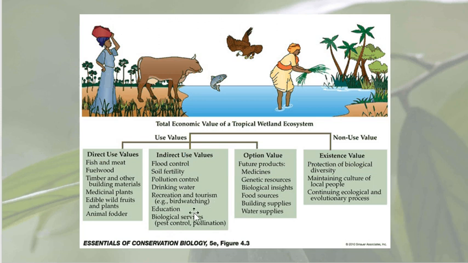Recreation and tourism, bird watching, education, biological services. Pollinators may live in the swamp and venture out to go and pollinate people's crops and so on. We also have option values, which I mentioned before: future medicine, future biological insight, future food sources or water supplies, all things which this tropical wetland could provide in the future.